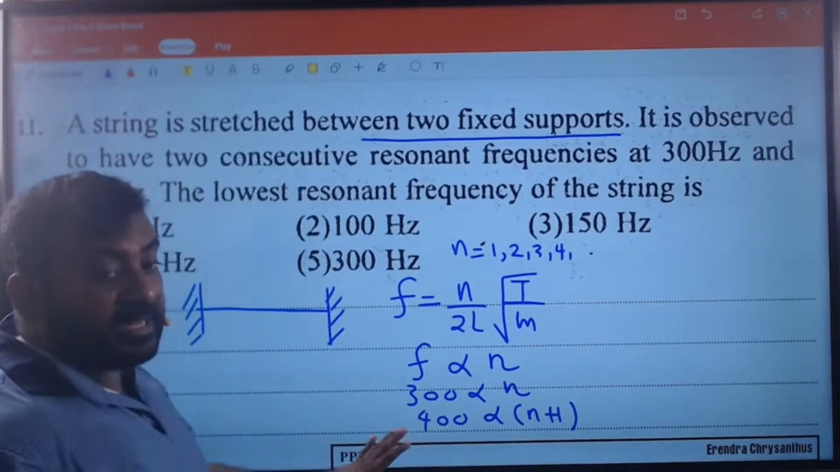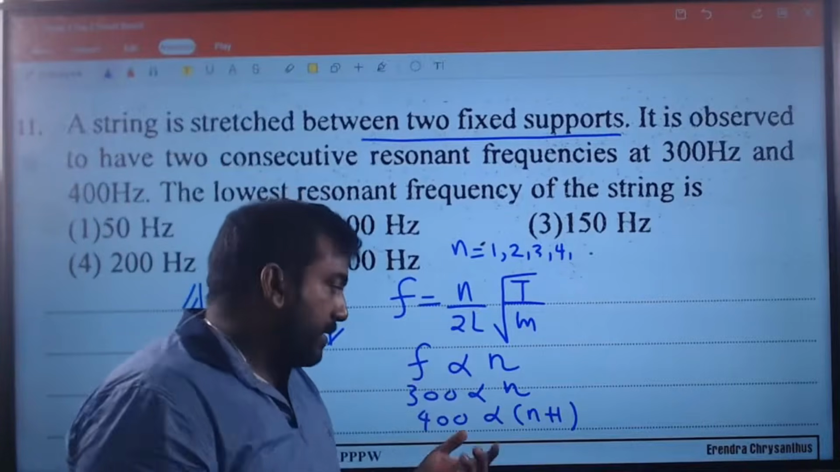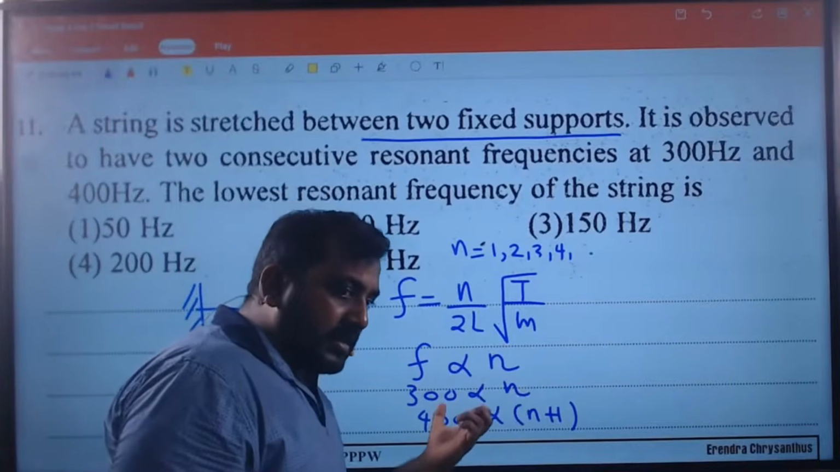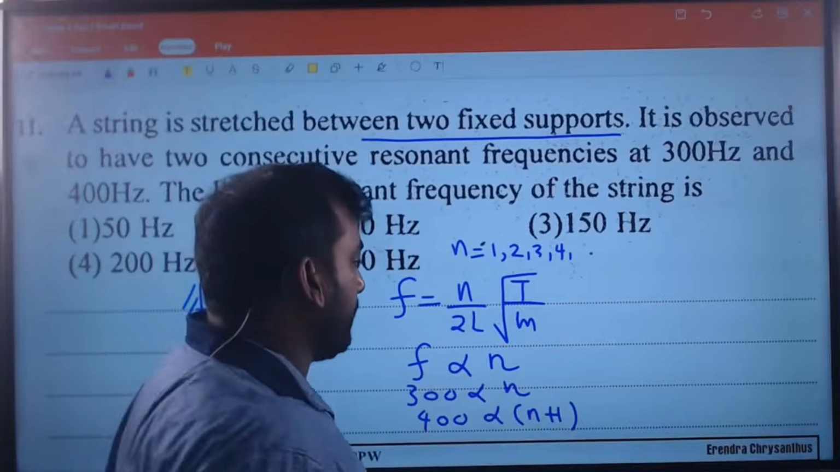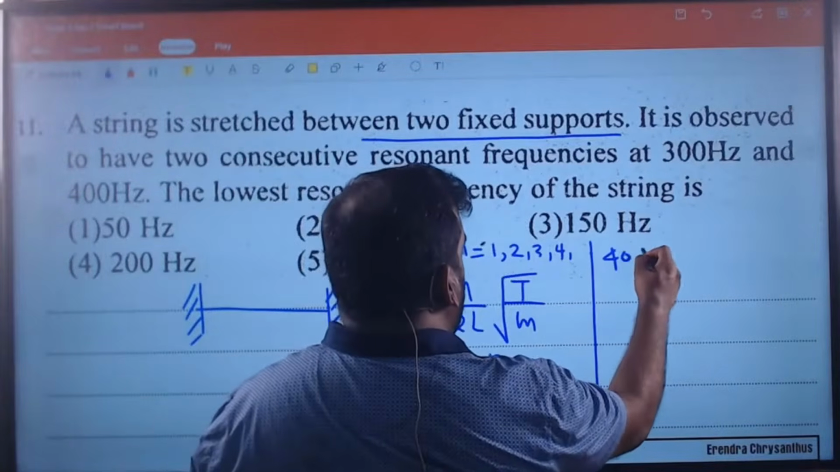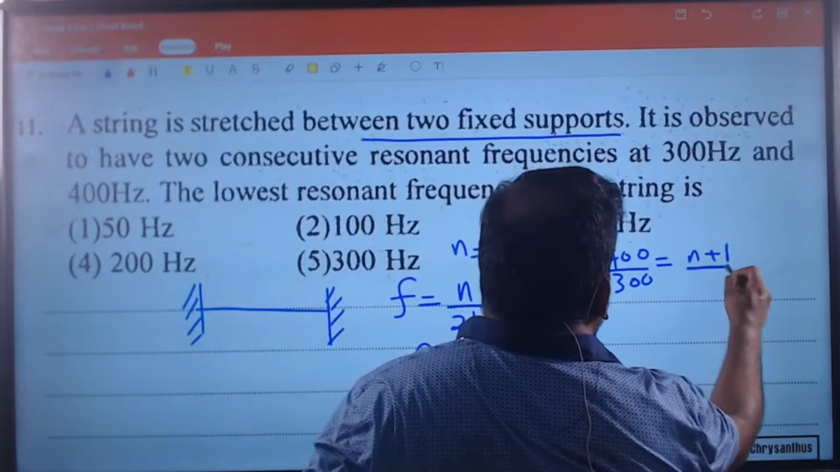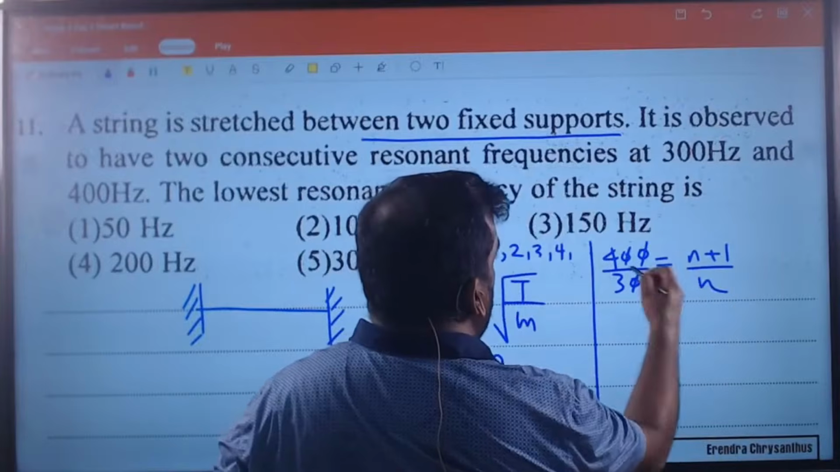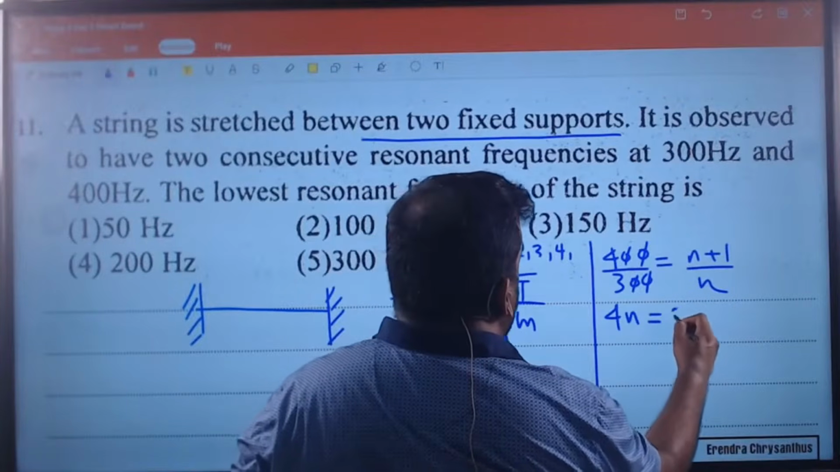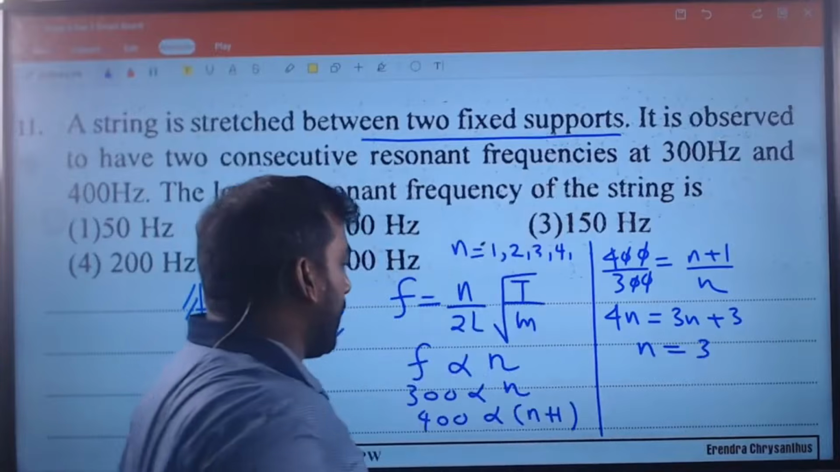Now we can't say first harmonic. So consecutive means close by, one next to the other. So harmonic number is n, this harmonic number is n plus 1. Simplify the relationship. 400 divided by 300 is n plus 1 divided by n. Cross multiply: 4n equals 3n plus 3. That means n is equal to 3, right?